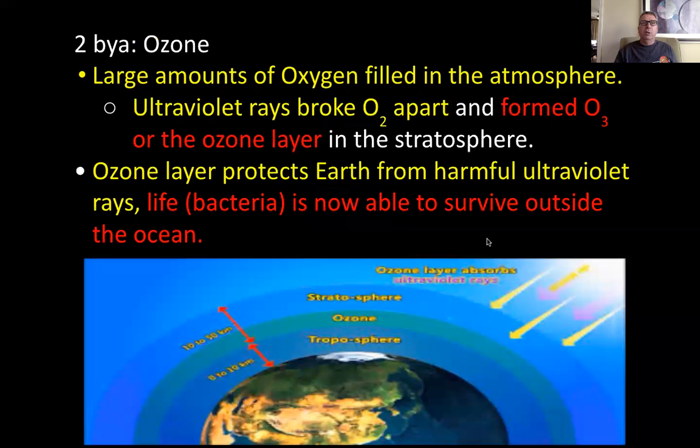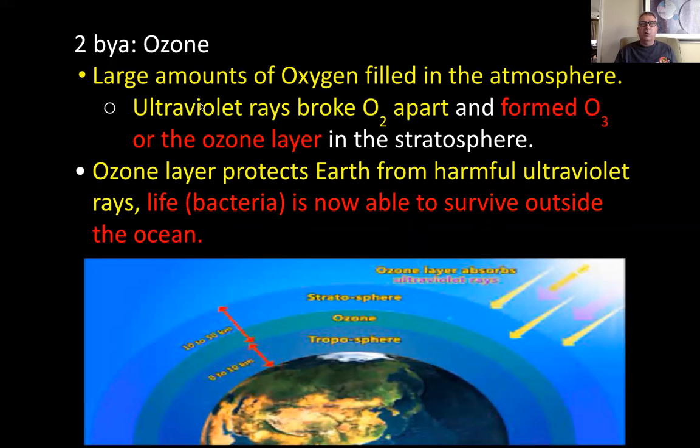Okay, 2 billion years ago, we have our ozone layer. So the cause is we have a lot of oxygen in the atmosphere, and that caused the oxygen to break apart. The ultra UV rays break apart the oxygen and form an O3 molecule, which is the ozone layer.